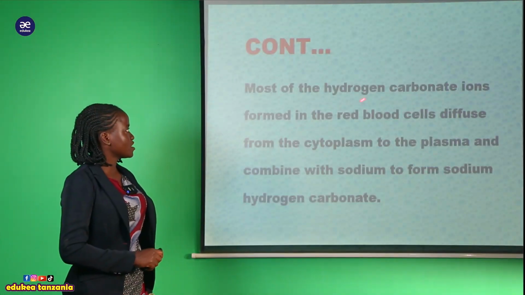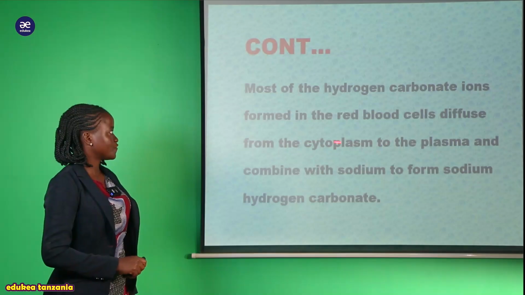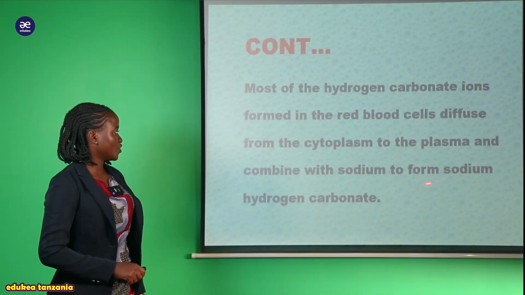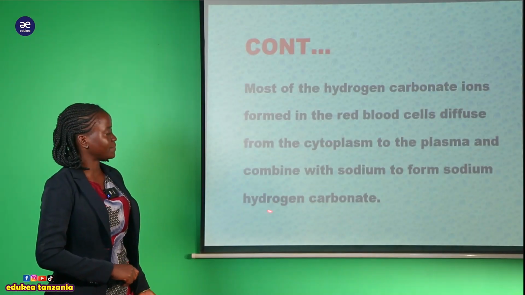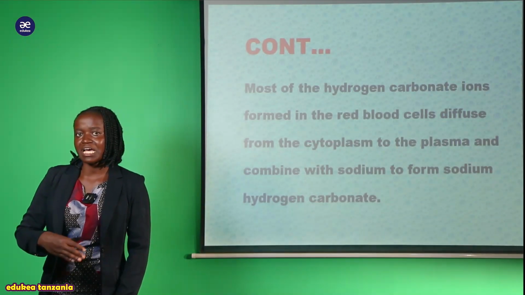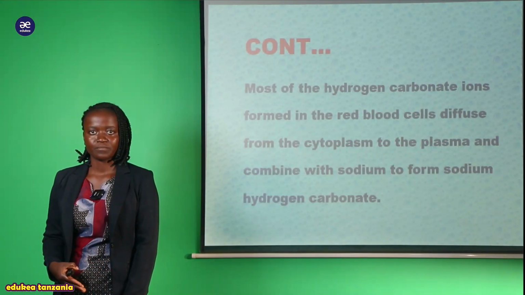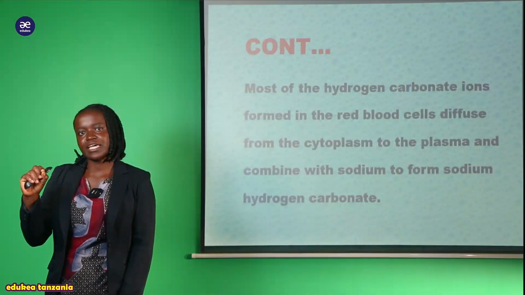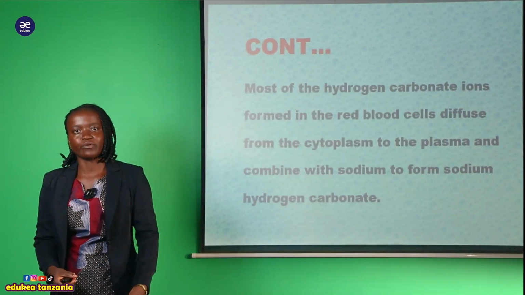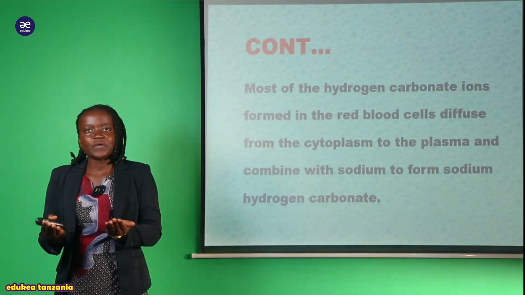But we can see that most of the hydrogen carbonate ion formed in the red blood cells diffuses from the cytoplasm to the plasma and combines with the sodium to form the hydrogen bicarbonate. Remember, I've said that the compounds which are formed after dissociation are not stable since they have got an ion. So ndio maana tunasema kwamba they are not stable, so they need to get stability. Sasa unaenda wapi kupata stability?